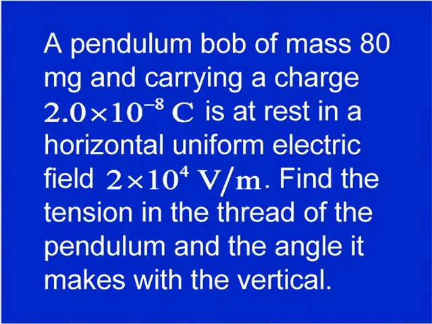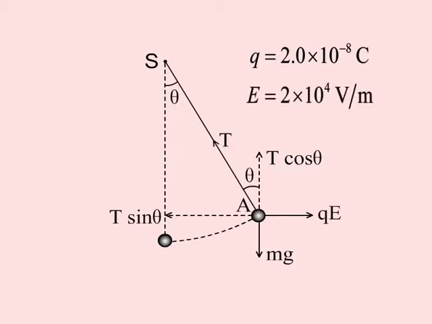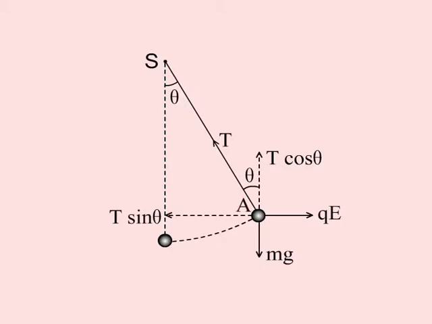Let us consider that a pendulum bob of weight mg carrying a charge q is suspended in the electric field E such that it comes to rest at point A so that it makes an angle theta with the vertical. At point A, the bob is acted upon by these forces. First, weight mg acting vertically downward. Second, the string with tension T.